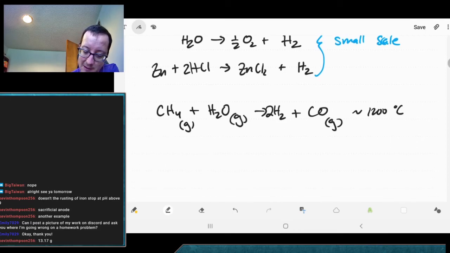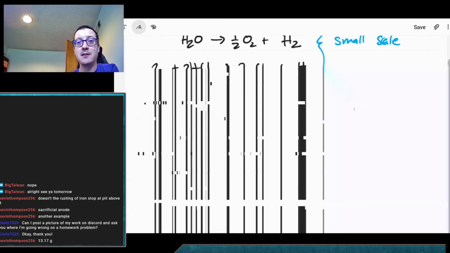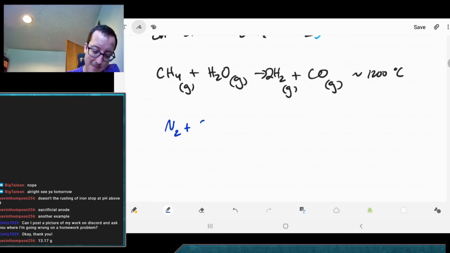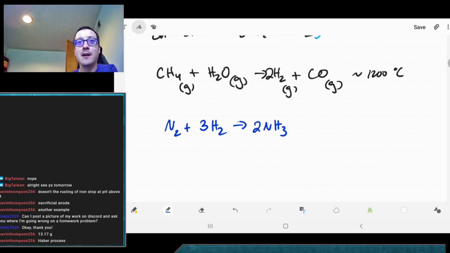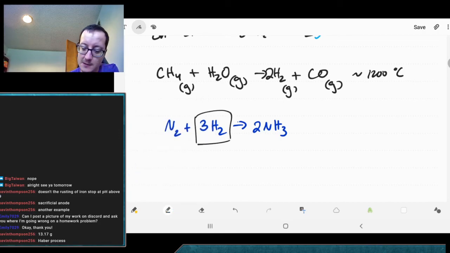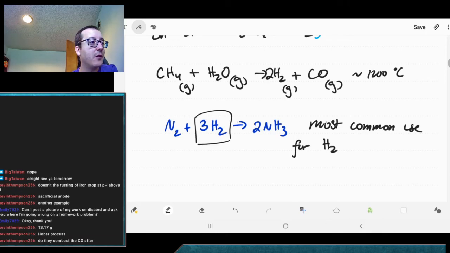Does anybody have any idea what the most common use of hydrogen gas is? I'll give you a hint. It's our absolutely favorite reaction that we've studied 20,000 times. It's this one. Yes, the Haber process. Yes. This is the most common use for hydrogen gas. So, by far.